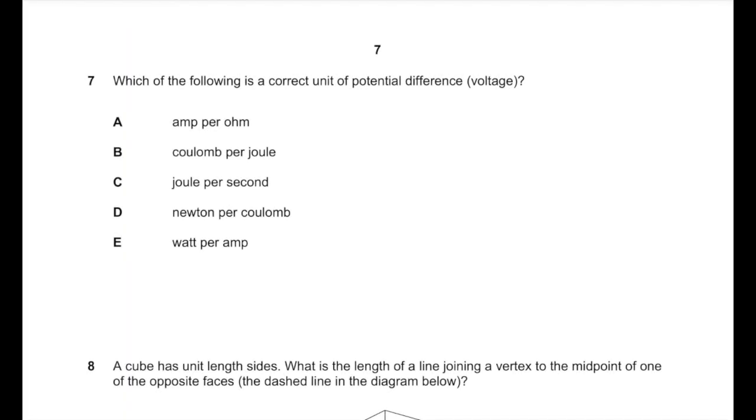Question number 7. Which of the following is a correct unit of potential difference, otherwise known as voltage? For this question, you have to think very deeply about your physics equations that you learned at GCSE. And the two that stand out to me in this moment in time is V equals IR and W equals IV. So, of course, V equals IR does not come up in any of these options here. So, eliminate that.